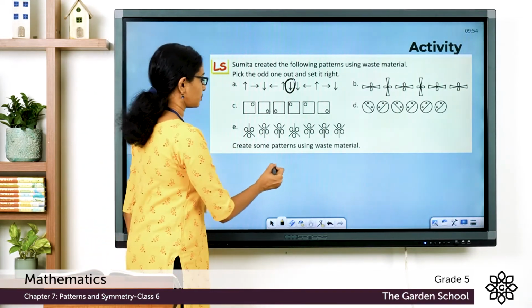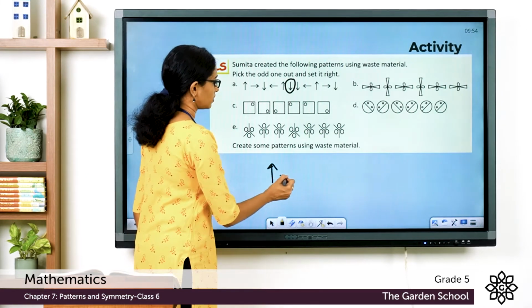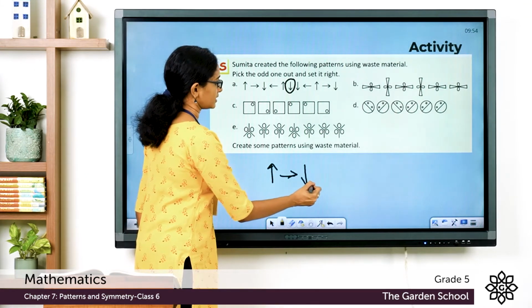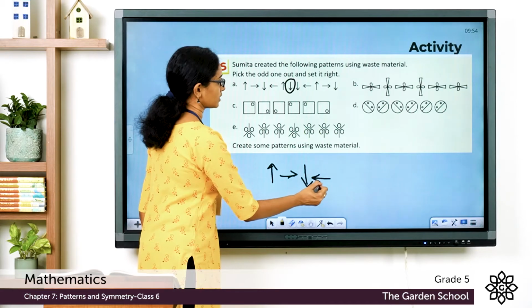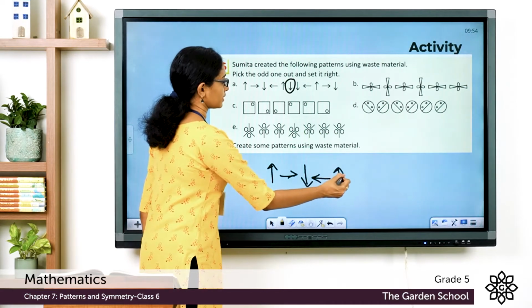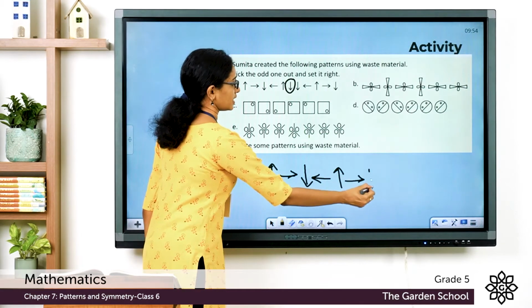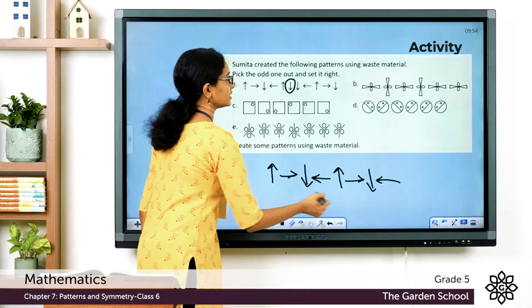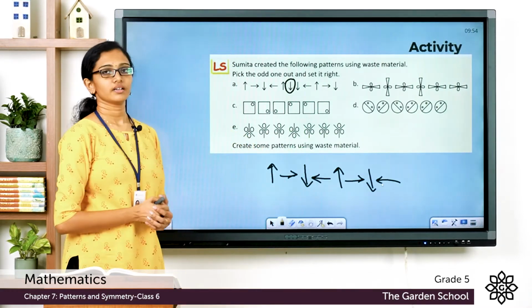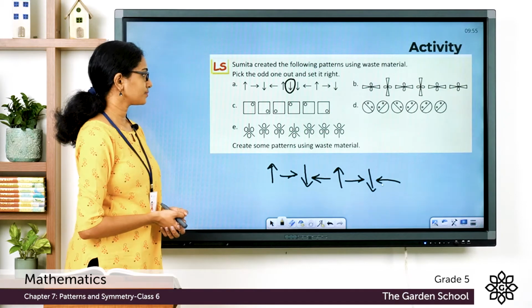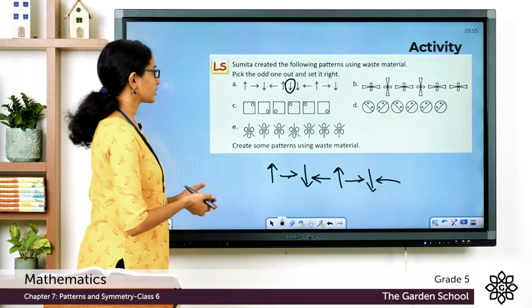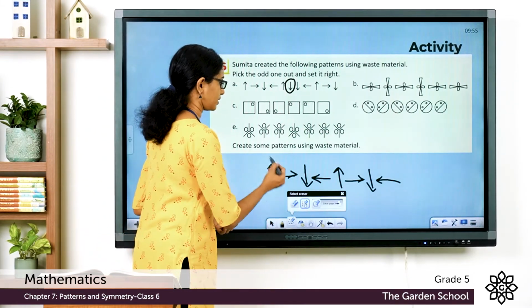The correct pattern would be the up arrow, then to the right, then down, then left, then it would again be up, then right, down, then left. And it goes on like that. Is it clear to you now? Let's see the next one, question B.